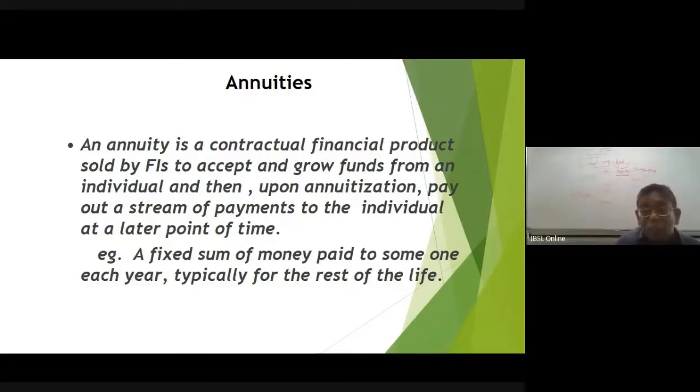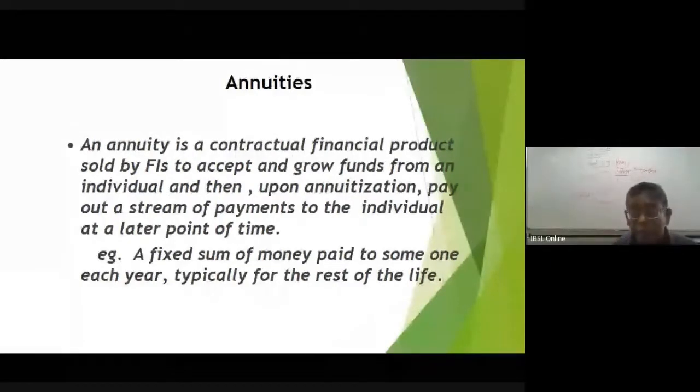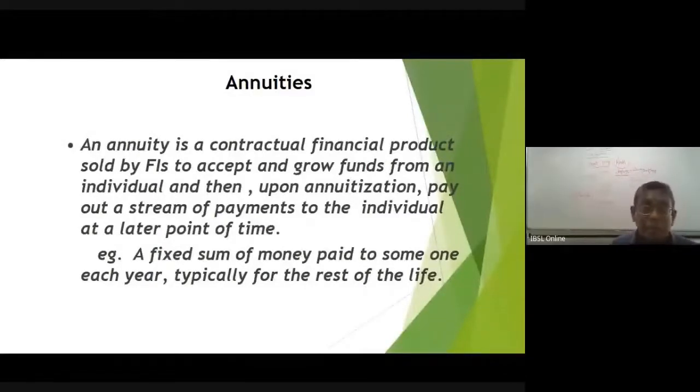So this is some sort of a pension product. We call it a retirement benefit plan. This is how a lot of insurance companies and banks are working. Annuity is a common name, like paracetamol, and Panadol is a brand name. So annuity is the generic name. It is a contractual financial product.